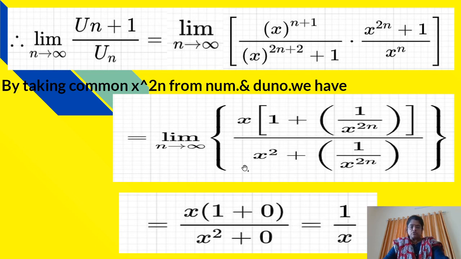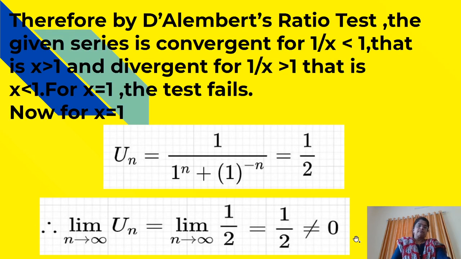Now when n tends to infinity, 1 upon x raised to 2n tends to 0, and therefore we will get x in the bracket 1 plus 0 divided by x square plus 0, which is equal to 1 upon x. Therefore by D'Alembert's ratio test, the given series is convergent for 1 upon x less than 1. It means that for x greater than 1, and the series is divergent for 1 upon x greater than 1, that is x is less than 1, and for x equal to 1 the test fails.